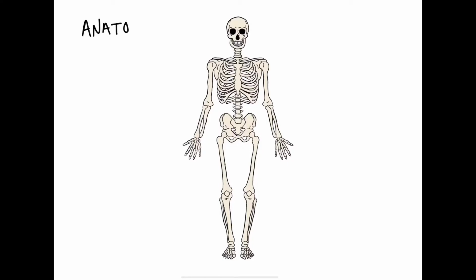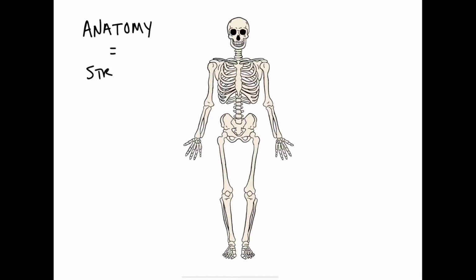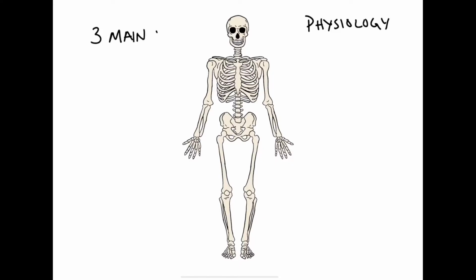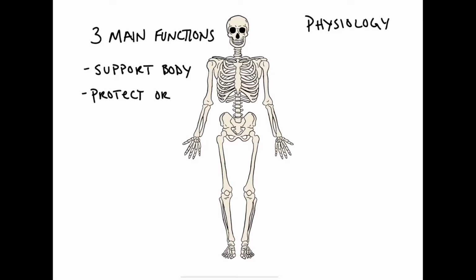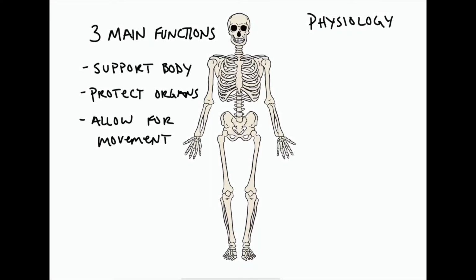Remember, when studying anatomy and physiology, we need to remember that anatomy is the structure or the parts that make up the whole, whereas physiology, that's the function or what the parts actually do. We're going to start with physiology. There are three main functions of the skeletal system. The first one is support, the second is protecting your vital organs, and the third is allowing for movement. The bones are also important because of their storage of minerals, and some bones even aid our circulatory system by creating blood cells, but we'll talk about that later.